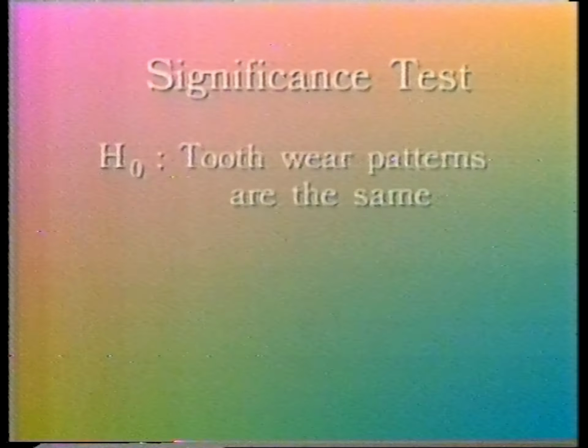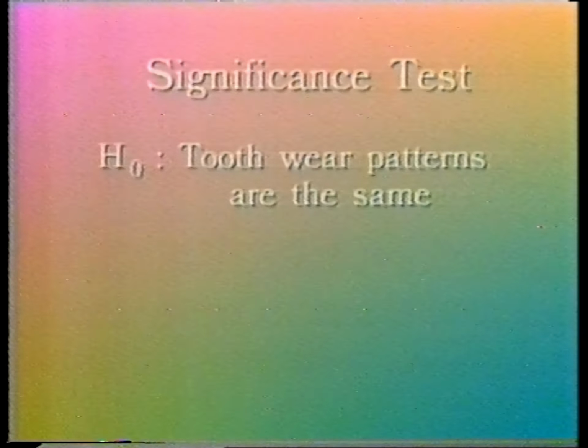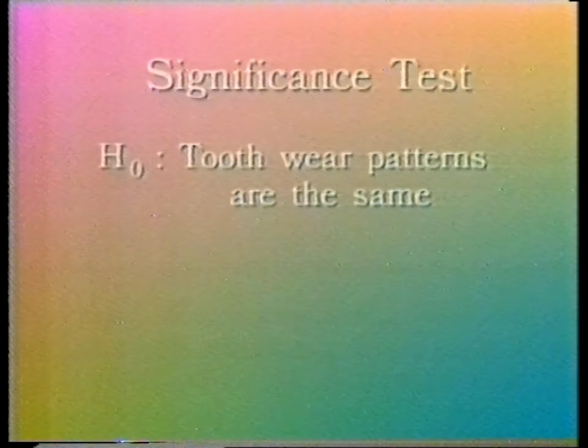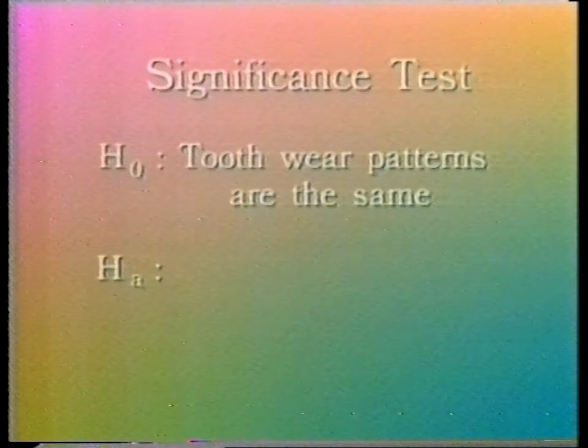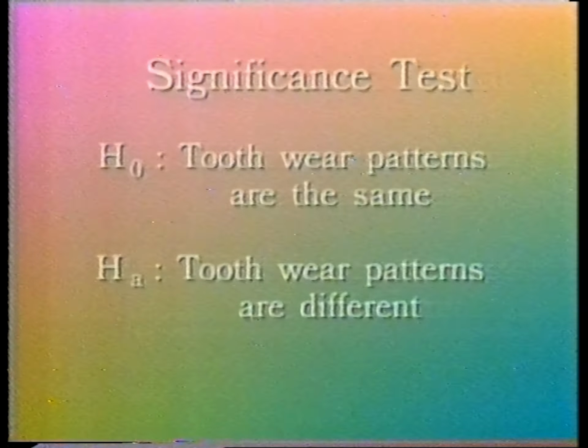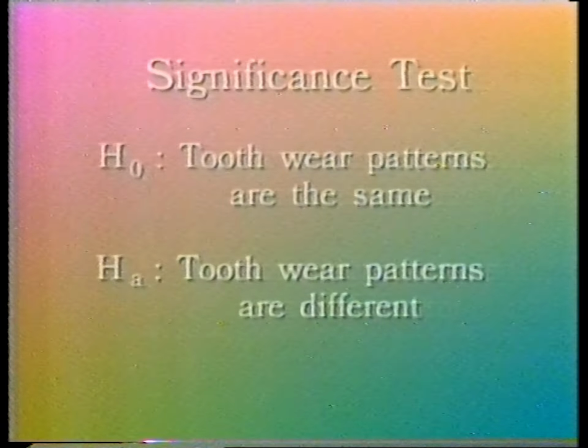Now the question becomes whether the differences in wear patterns are significant. After all, we wouldn't expect the patterns for the two samples to be identical. The observed differences might simply be due to chance, so what we need here is a significance test to tell us the probability of getting our result from random variation alone. Our null hypothesis is that the tooth wear patterns of the two species are the same, implying that there were no differences in the diets. The alternative hypothesis says the patterns are different, and therefore the diets were not the same.